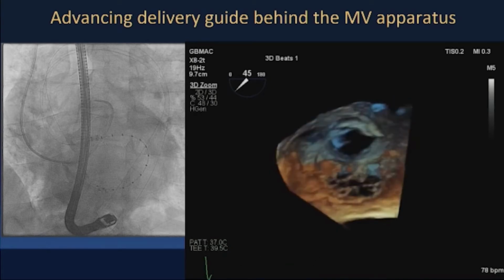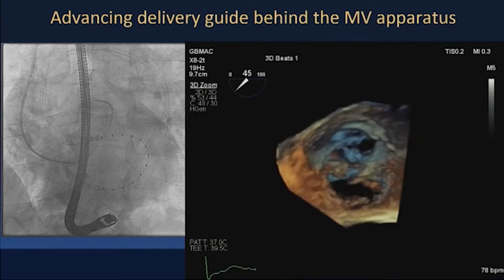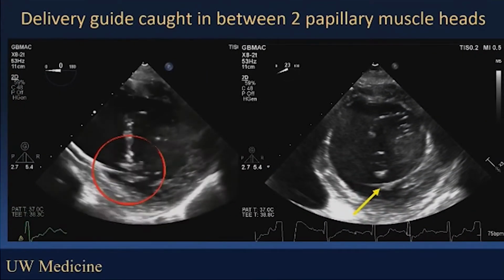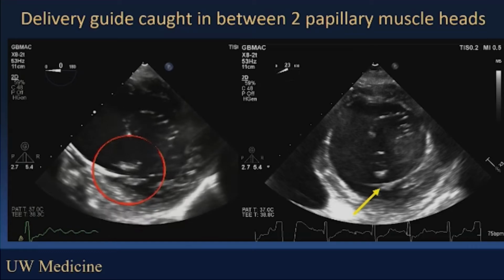There you see the catheter actually coming through the aortic valve in the background, and then around the posterior aspect of the mitral valve, which is really the tricky part. And that's what I wanted to dwell on, the left-hand side image.